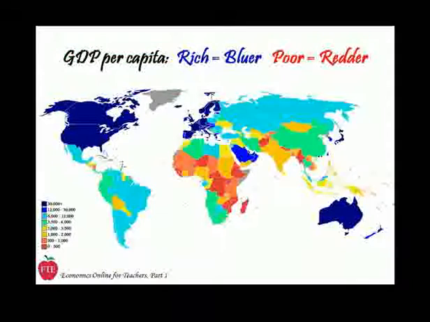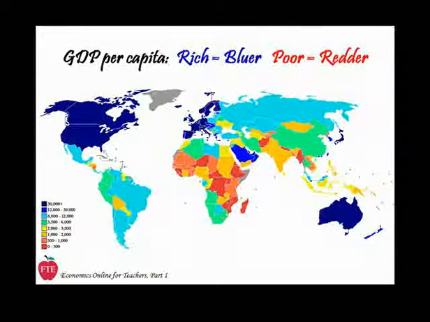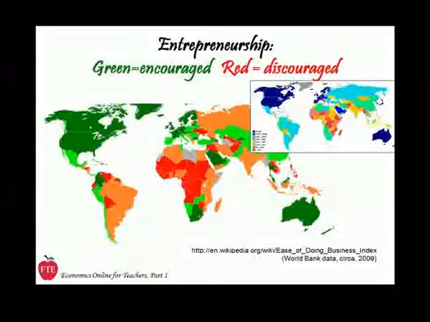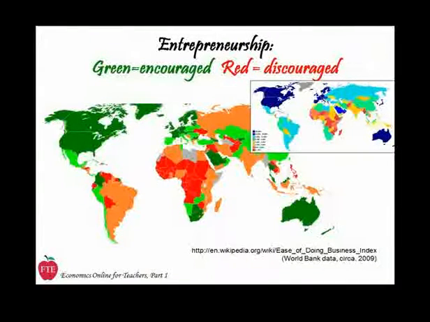Here's the map of GDP per capita that we started with. Remember that rich is blue and red is poor. Now, compare that map to the World Bank's measure of the strength of entrepreneurial institutions. They call it their Ease of Doing Business Index. Green countries encourage entrepreneurship, and red, which matches nicely the red on our GDP map, discourages entrepreneurs.